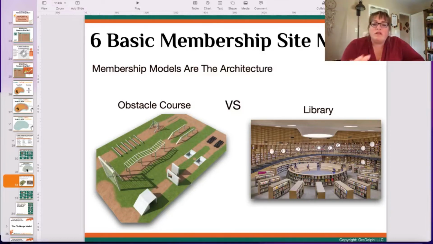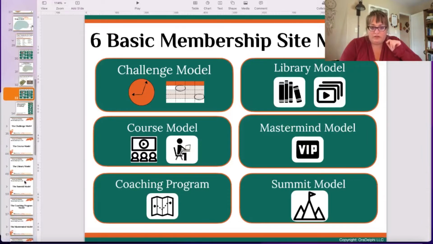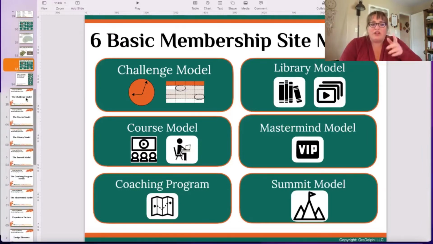So this is the reason why, when we think of those 6 different membership experience models, it's important to know which experience model we are going for. To put this a little more tangible and a little less abstract than the library and the obstacle course, let's take a look at just 2 of these. All right, so I'm going to look at the challenge model.